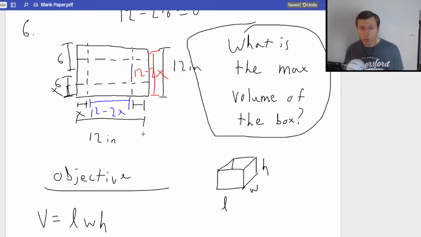This isn't always what the question's asking for. Sometimes it's asking for the dimensions. Sometimes it's going to ask, what is x? But in this case, I actually want to find the volume.